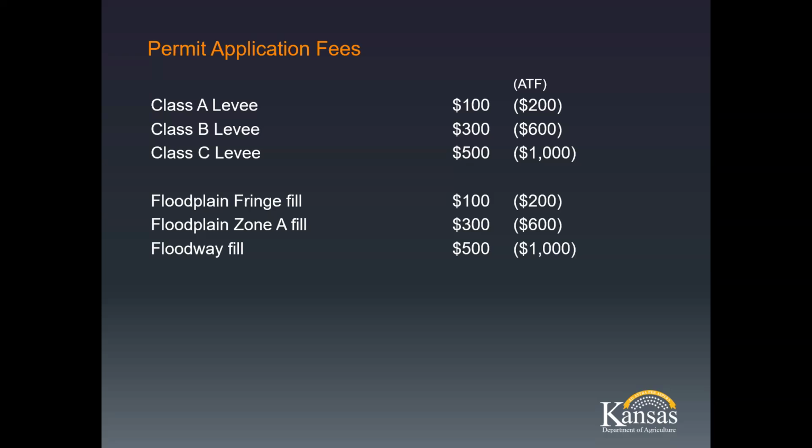There are after-the-fact fees. They are not so that you can build it and then get a permit. These are if you make a mistake and you forgot to get a permit, just because you didn't know, then you have to pay twice the fees. For floodplain fills, if you're in the fringe, which is right next to a floodway, then it's $100. A floodplain zone A fill is $300, and a floodway fill is $500. Same thing: the after-the-fact fee is not so you could go build it and then get the permit. It's if you make a mistake and start the project without getting proper permitting. $200, $600, and $1,000.